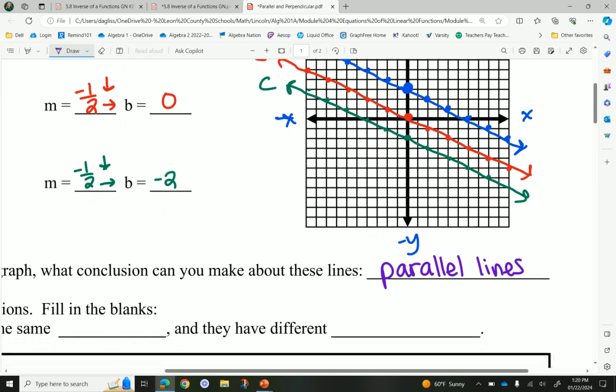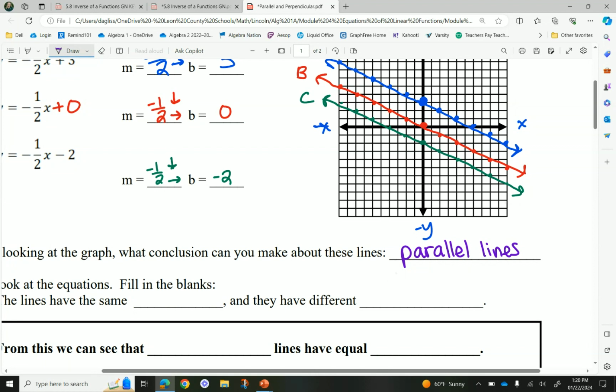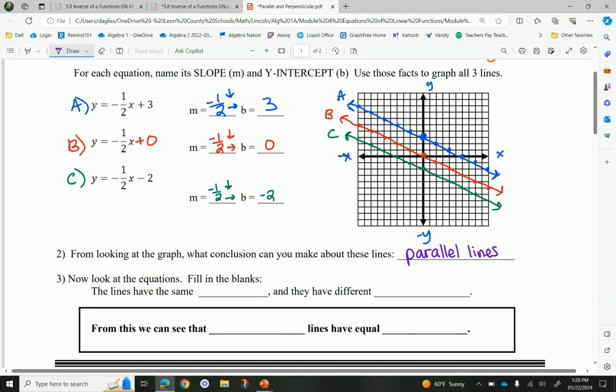Okay? And that's because they have the same what? Someone pointed it out earlier. They all have the same slope. Very good. So the lines have the same slope and they have different y-intercepts. So they all started somewhere different, but they all moved the same way from that point, and that's what made them never cross over each other.